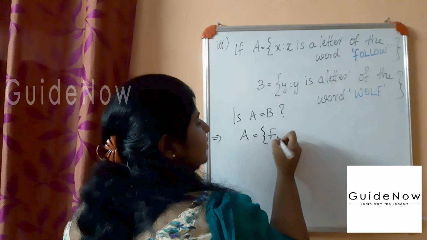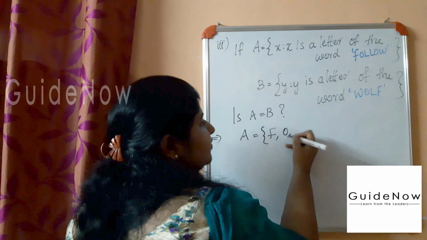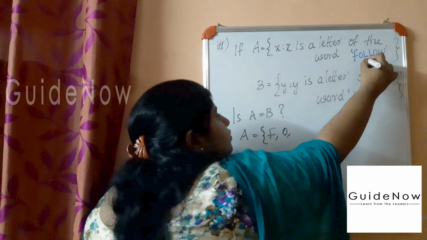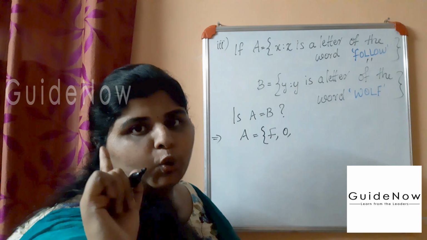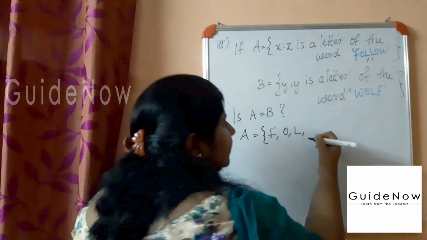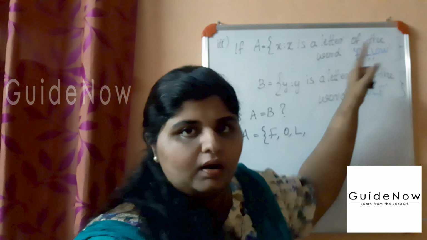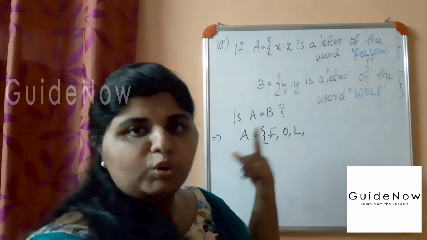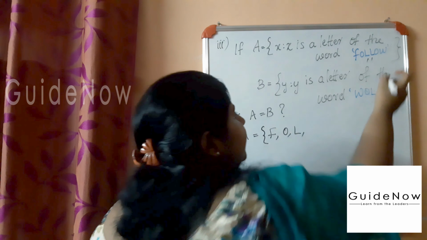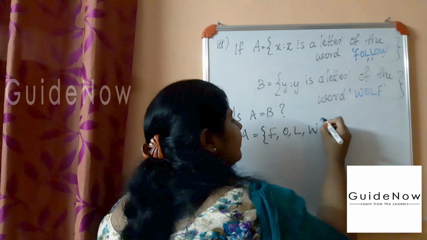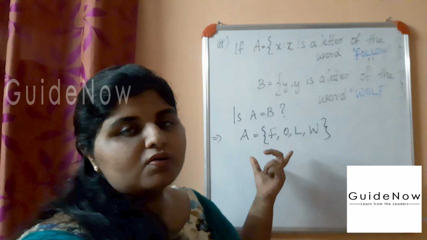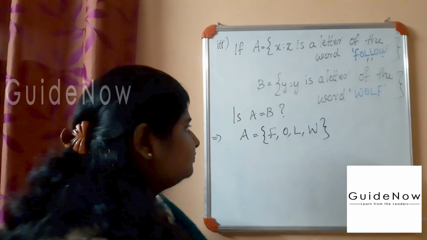F is there, O is there, and here double L is there. Now we have to write only one L. Then again O is repeating here. O is already written, so no need to write O again. Then W. W is there once. So this is the roster form for set A.